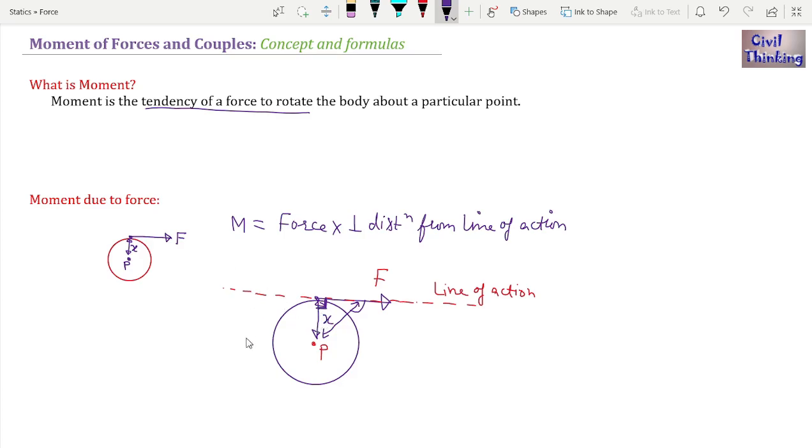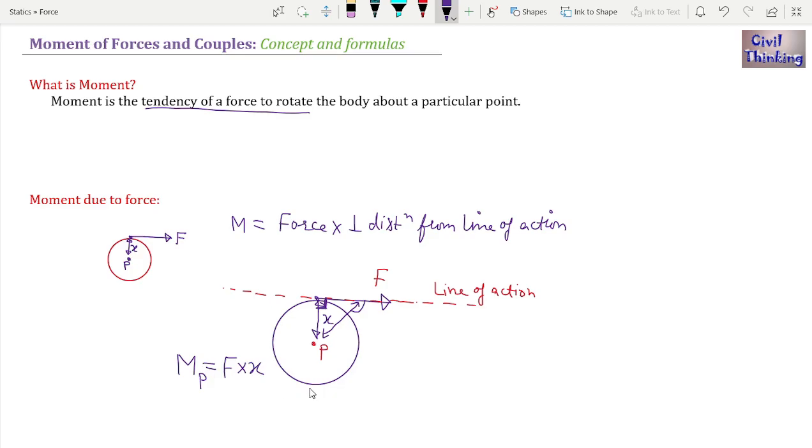So moment about this point P, M with P in the subscript, means moment about point P due to this force. It is F multiplied by the normal distance from the line of action. It is x, so F multiplied by x.